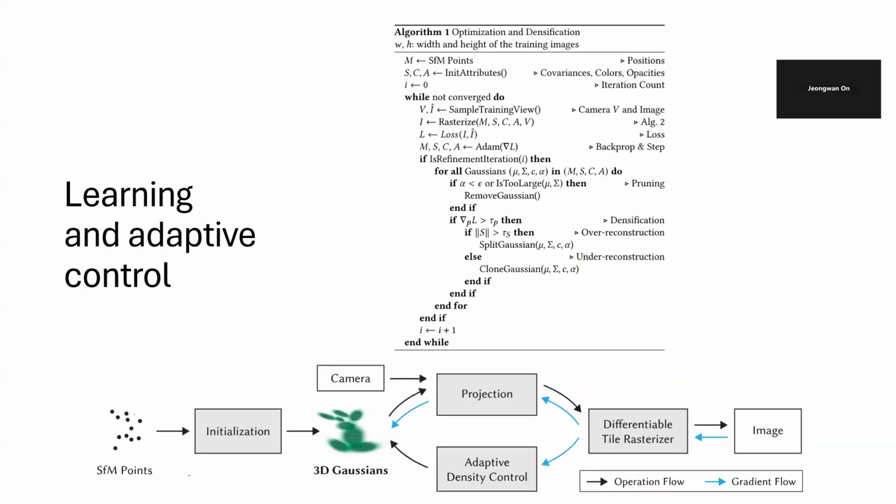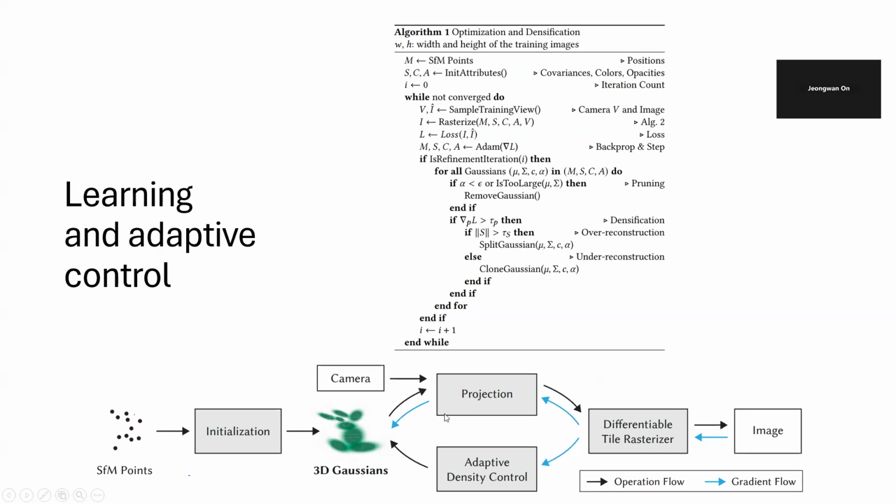Okay. So more about actually training Gaussians. This is just a simple gradient descent algorithm. Firstly, we will start from SfM points, structure from motion points. We will initialize our Gaussians. Then we will start the projection at the point of view.